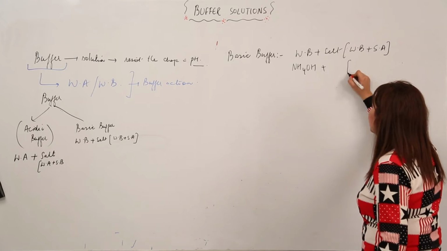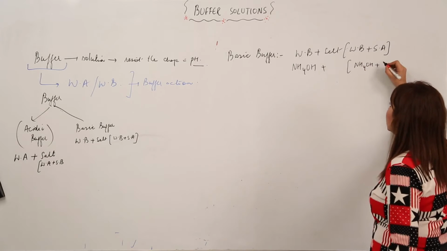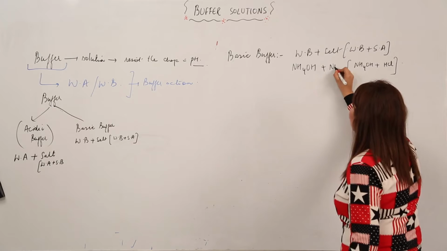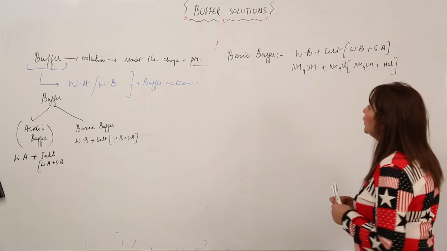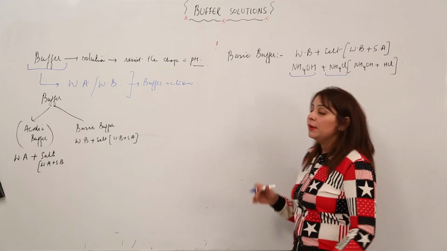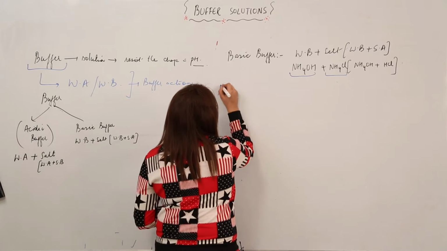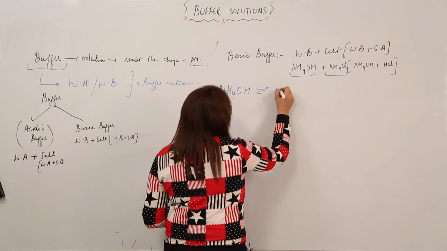And the salt which I am taking into consideration is, suppose, from the same base and a strong acid, let it be HCl, so we get NH4Cl, right? So that means the constituents of the basic buffer are this and this, that is, ammonium hydroxide and ammonium chloride. Now what is actually present in the solution of the basic buffer?